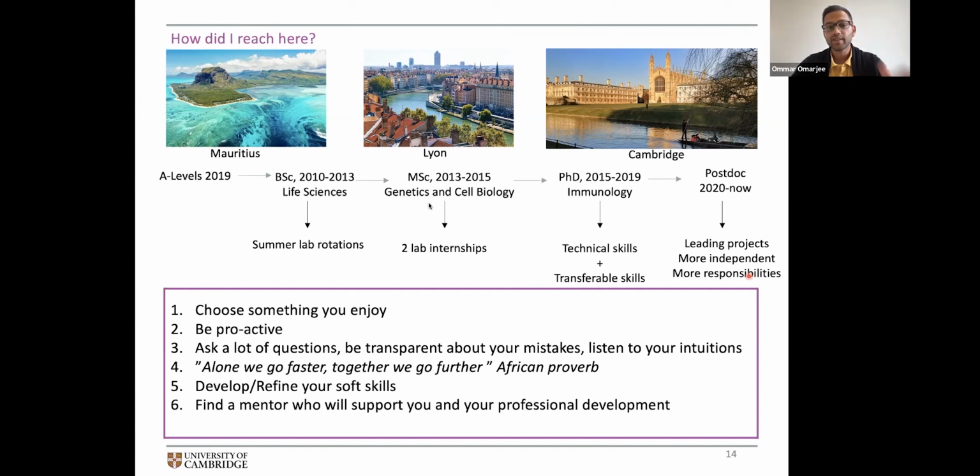And finally, this was my journey as a scientist. And one thing that I've learned as a scientist is that a good scientist, for me, is always learning.